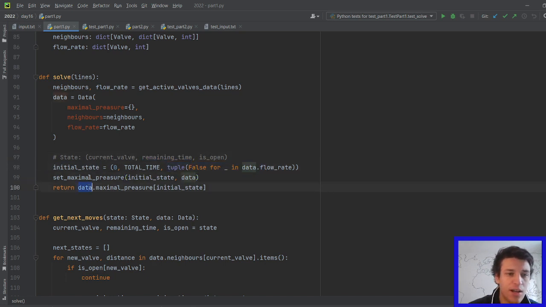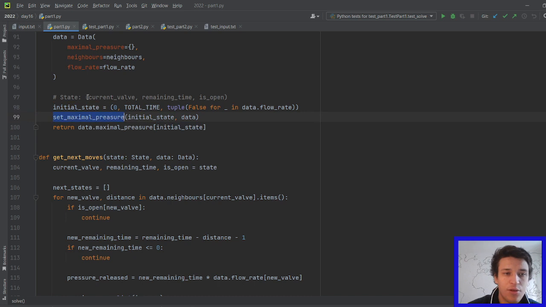And then we want to call this function set maximal pressure, which will set the maximal pressure for the initial state by looking at all the potential next states and setting the maximal pressure for them. And this is done by again looking at their next states and setting all the maximal pressure for them and so on. And then having set the maximal pressure for all the important states, we can just return the maximal pressure for the initial state, and this will be our solution.